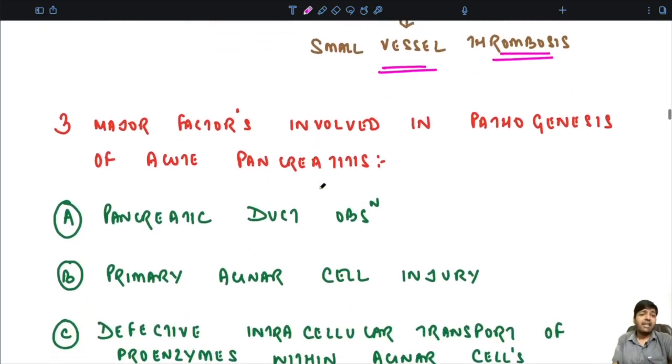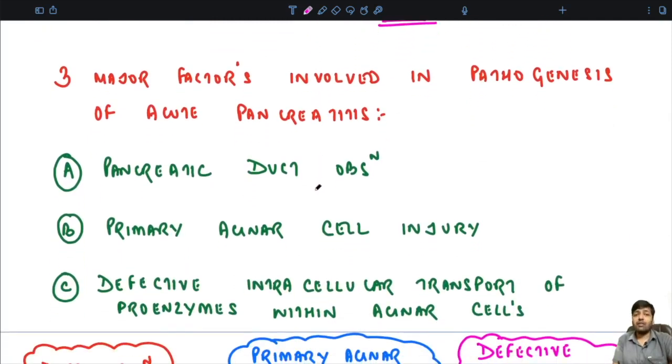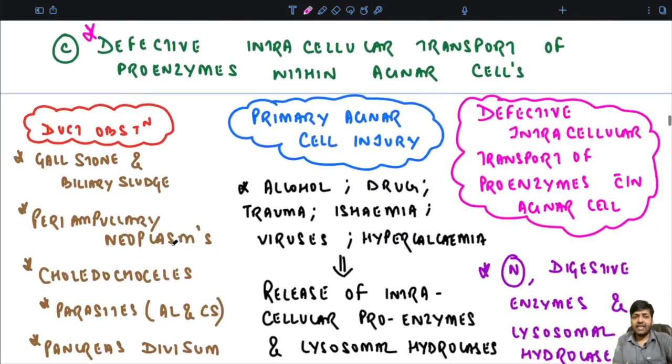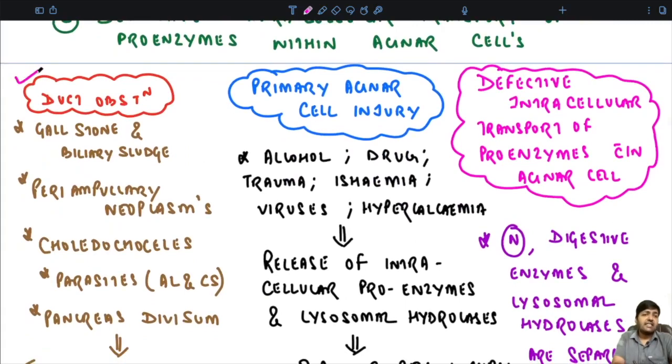So three very important factors are involved in the pathogenesis of acute pancreatitis. So what are those factors? Number one, pancreatic duct obstruction. Number two, primary acinar cell injury. And thirdly, defective intracellular transport of proenzymes within the acinar cell. So we are going to see each one of these factors individually, and then we are going to see what happens in the end. So the number one factor that we will see is the duct obstruction.